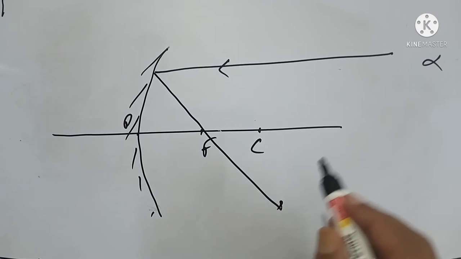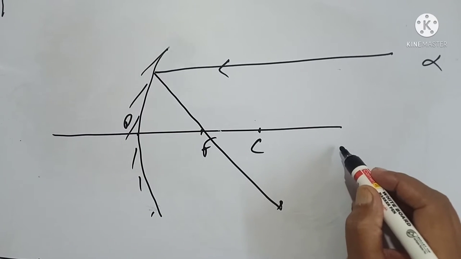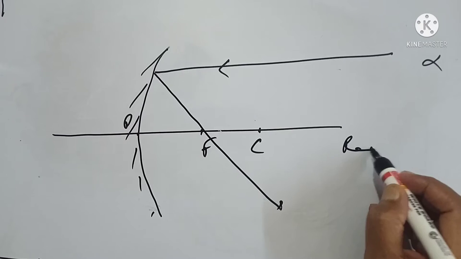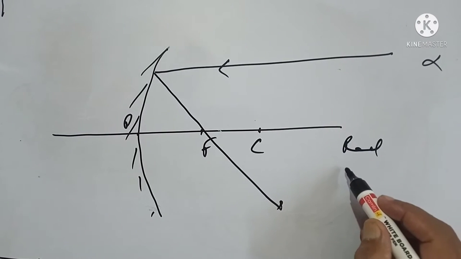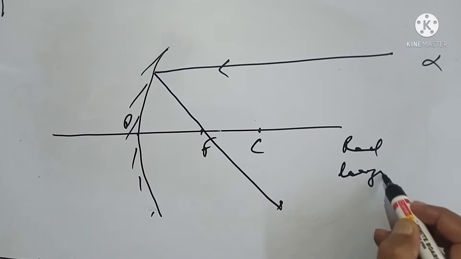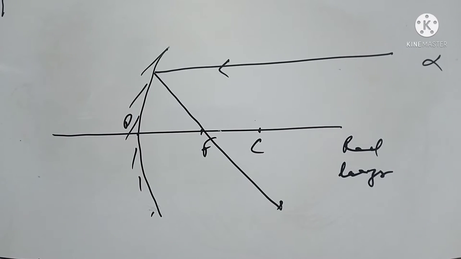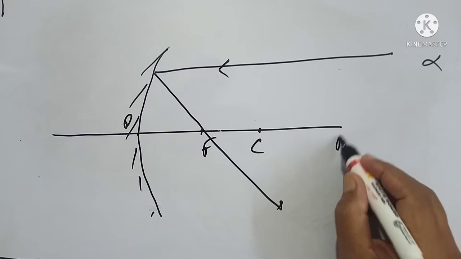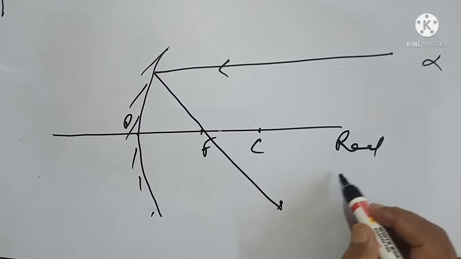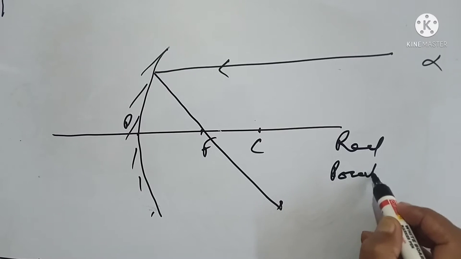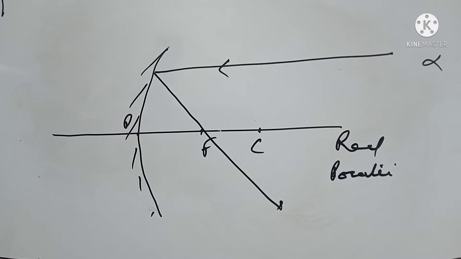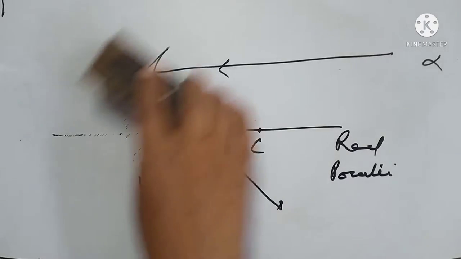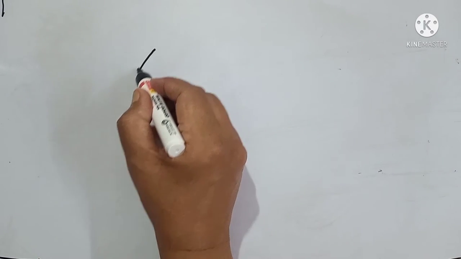And so the nature of the image formed is point-sized, highly diminished, virtual. Secondly, we shall now take another position.